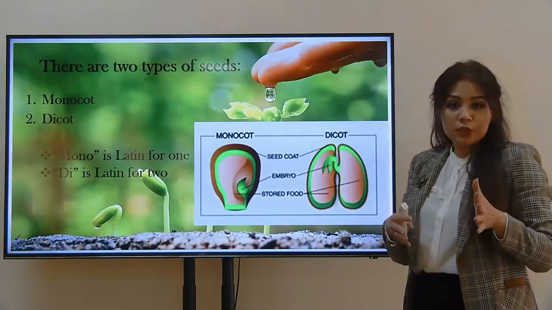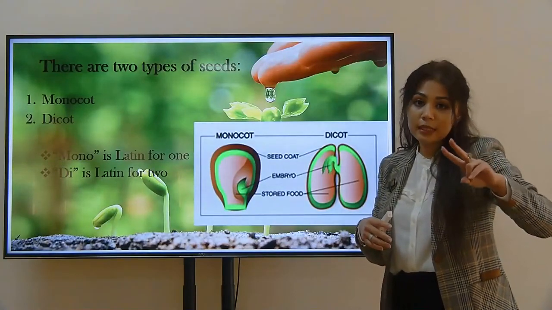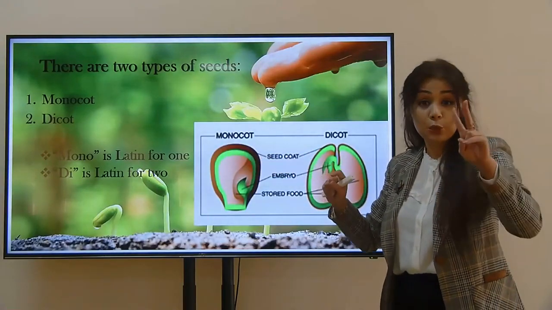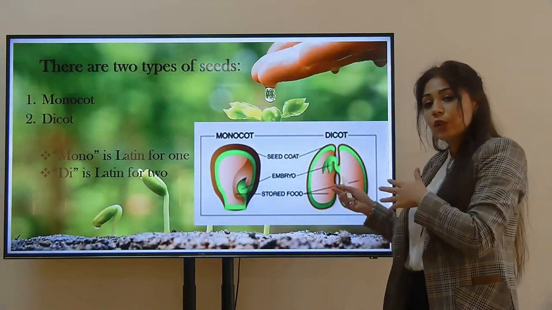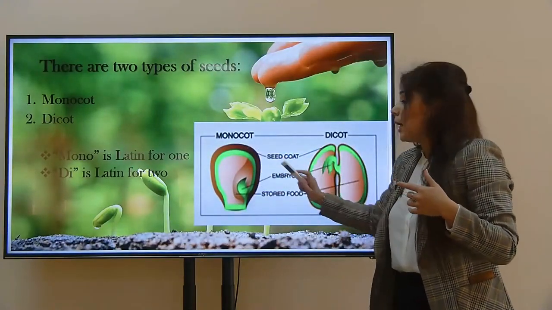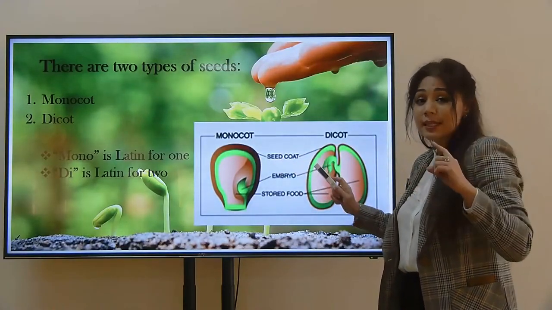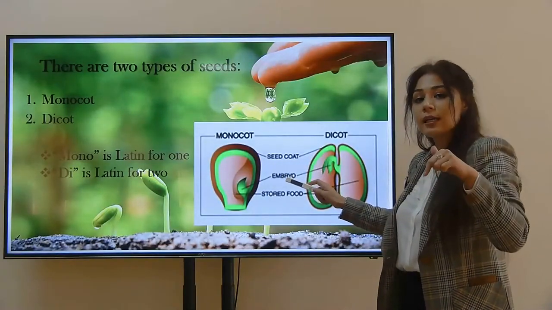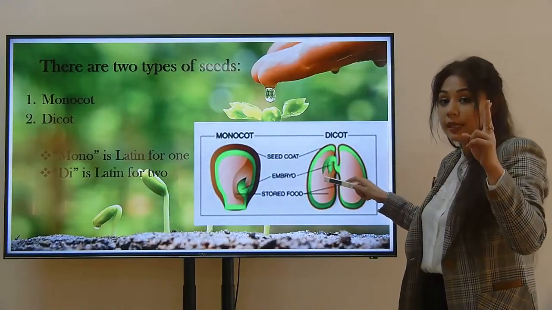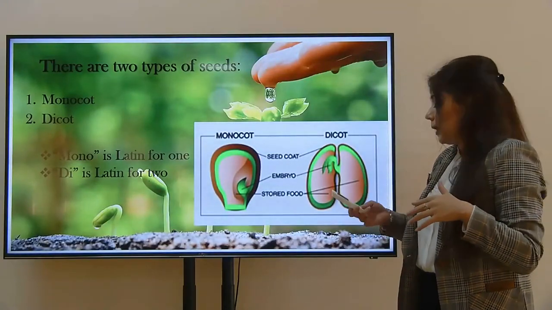Okay, there are two types of seeds, monocot and dicot. These two words are derived from Latin. Mono means one from Latin and di means two. And to be clear, of course, look at the picture, and here you can see how monocot and of course dicot look. Monocot is a plant that has one cotyledon and a leaf part inside it. And dicot is also a plant and it has two cotyledons. Cotyledons means stored food, and leaf parts inside it.